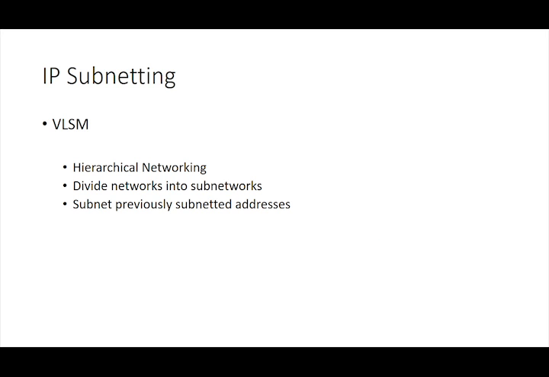VLSM allows for more hierarchical levels within an address plan. This enables you to take a major network such as a Class A, Class B or Class C network and divide that network into subnetworks. In other words, VLSM allows more than one subnet mask within the major network and allows you to subnet previously subnetted addresses.